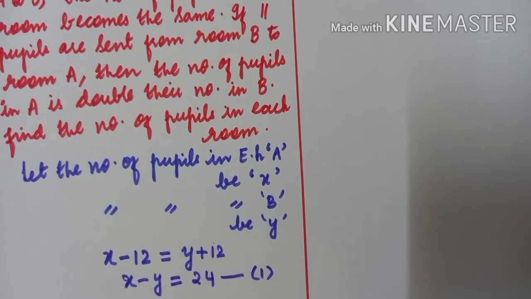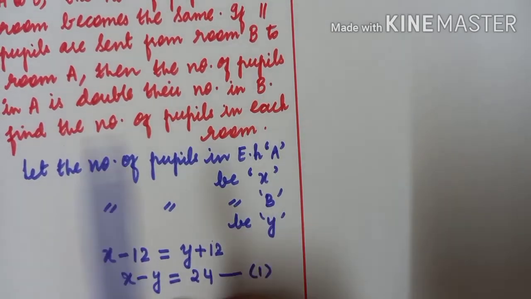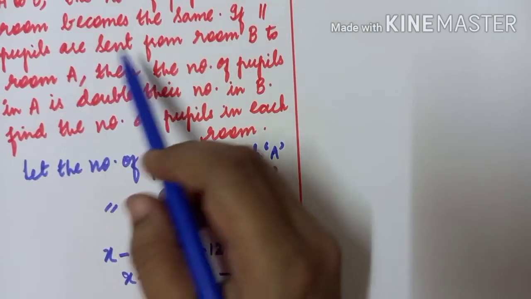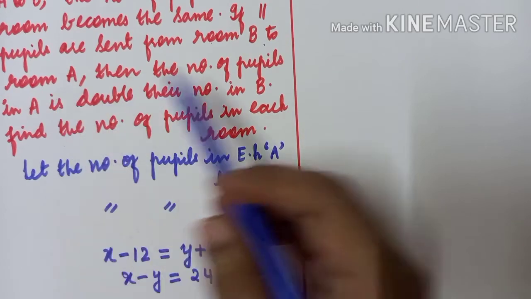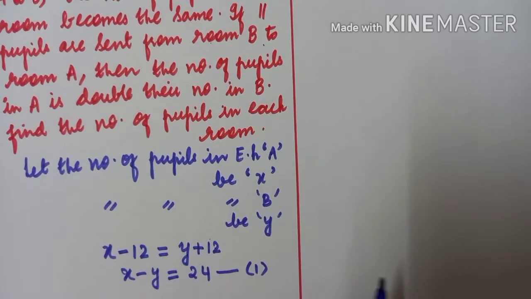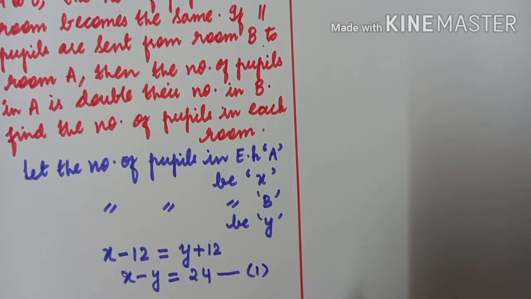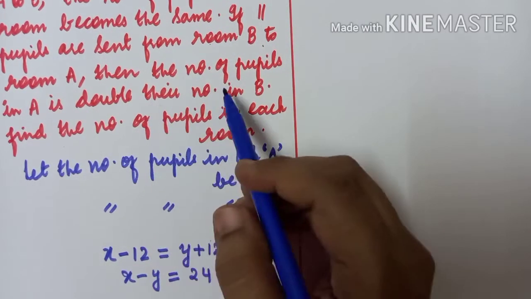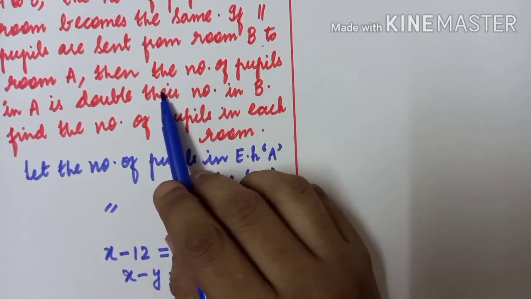Now let us see the next step. What next step is given? You see, the number of people in each room becomes the same. If 11 people are sent from room B to room A, then the number of people in A is double their number in B. So if 11 people are sent from room B to room A, then the number of people in room A is double their number in B.